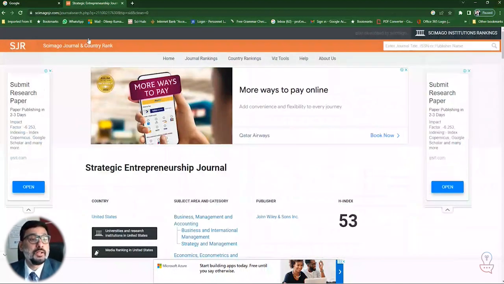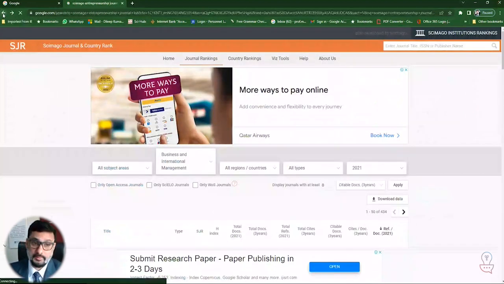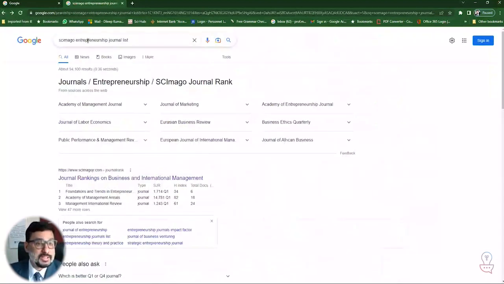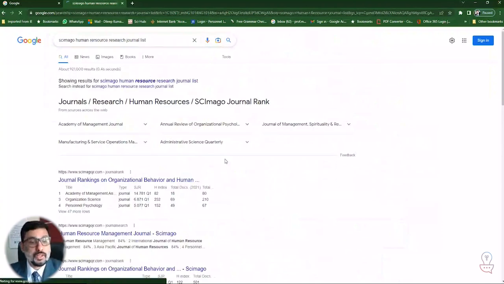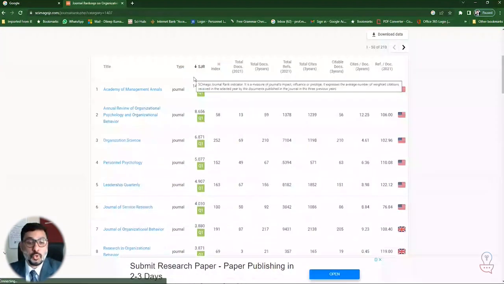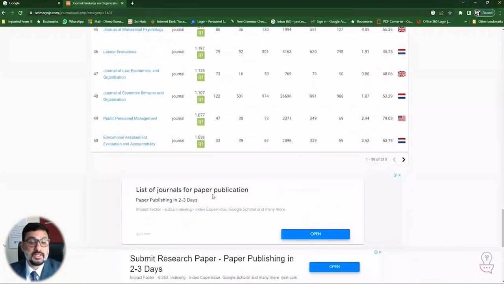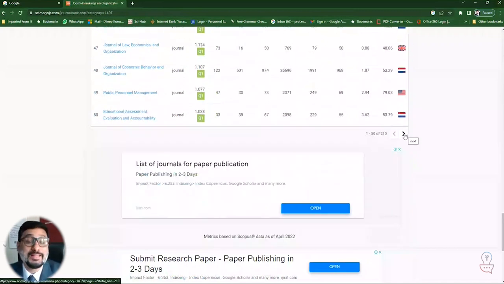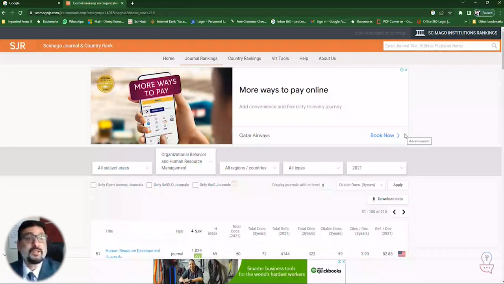You can change this. Take an example, if you are studying HR, you just write here human resource. Look once again, see, it changed to organizational behavior and human resource. So look at that one. You get so many Q1 journals, exactly. You can go to around 210 journals available under Scopus, only connected to HR and OB.